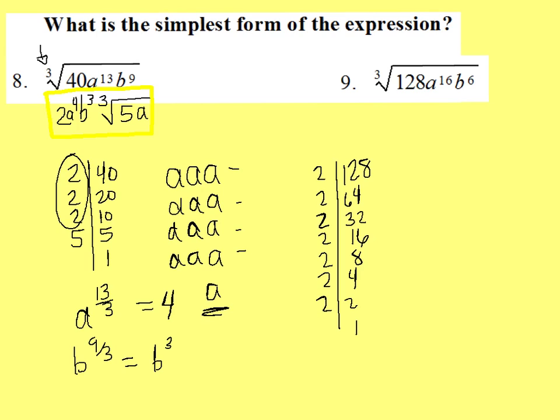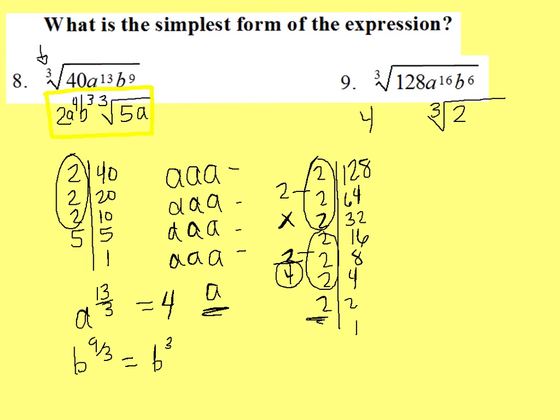And again, we're looking for groups of 3. So here's 3 2's, and then here's 3 2's. So 1 2 gets to come out, another 2 gets to come out, they multiply together, so 4 is really what comes out. And this 2 is what's left inside. So 4 comes out, and left inside the radical is going to be the extra 2.